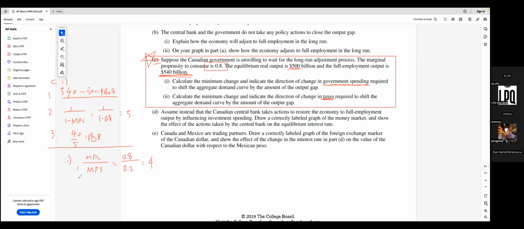Okay, and this is step number one. Step number two, 40 divided by 4 is $10 billion. So $10 billion.